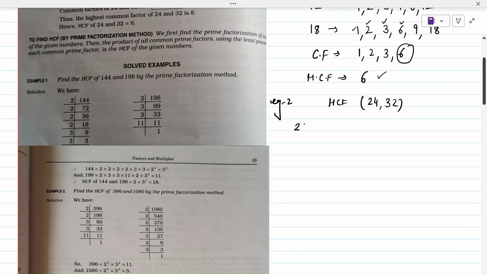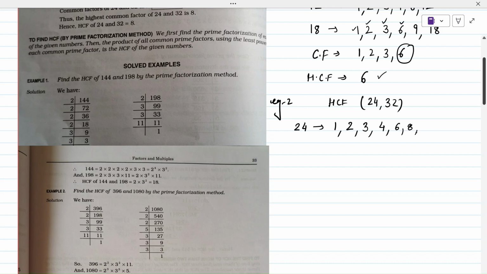First of all, we will write down all the factors of 24. So first, 1 is always a factor. Then 2 is also a factor. 3 is also a factor of this. 4 is also a factor. 6 is also a factor, right? Then 8 is also a factor of this.